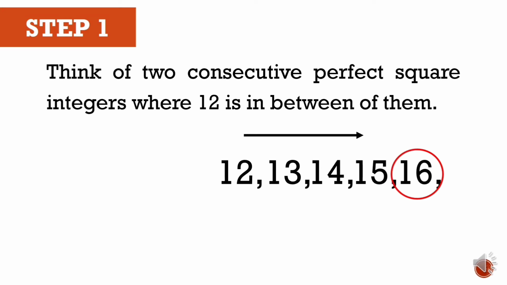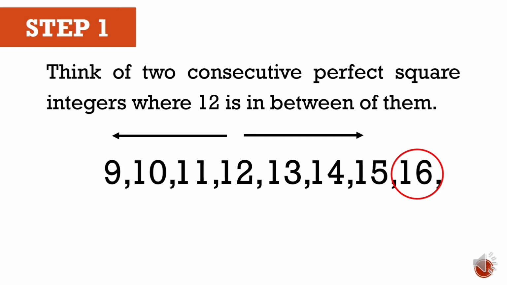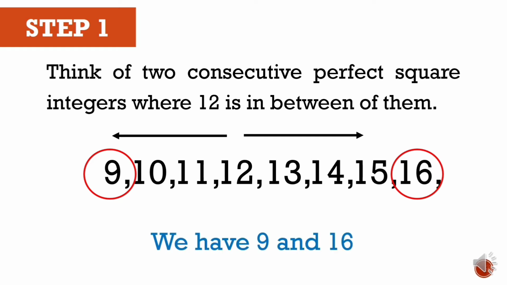How about the numbers before 12? Say for example 11. Is it a perfect square number? No. How about 10? 10 is not a perfect square number. How about 9? Yes, 9 is a perfect square number. Thus, we have 9 and 16.